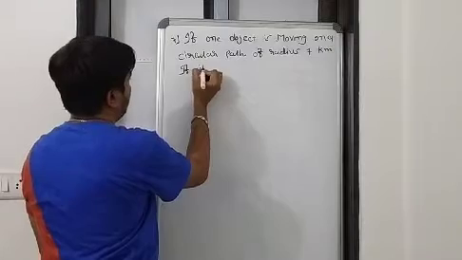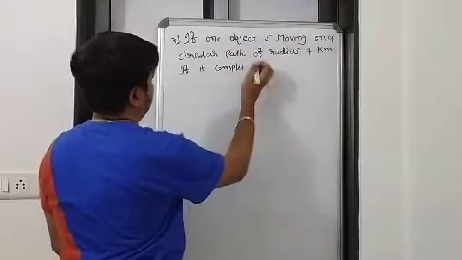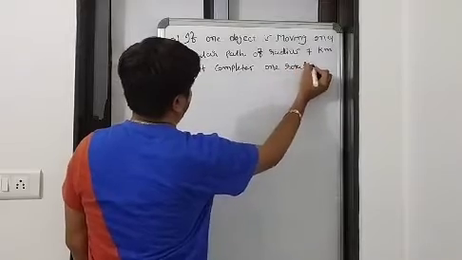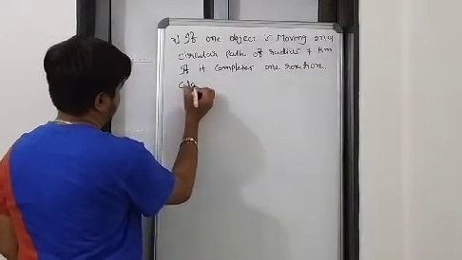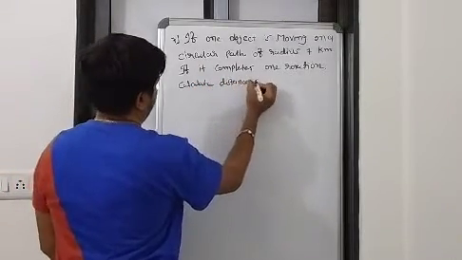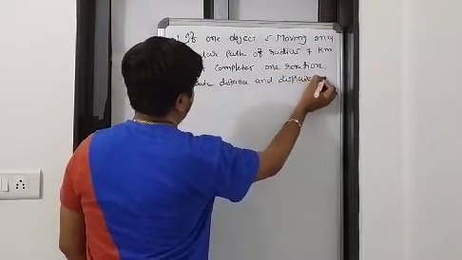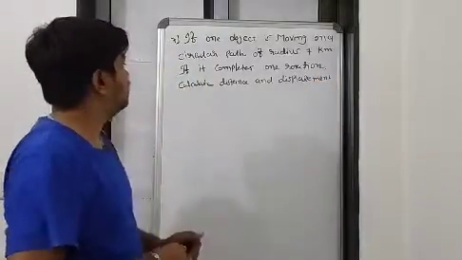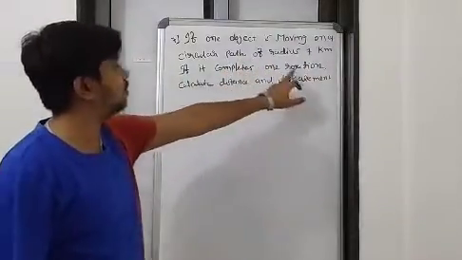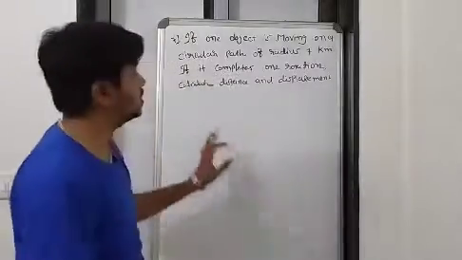if it completes one rotation, calculate distance and displacement. Now, if one object is moving on a circular path of radius 7 km, if it completes one rotation, then calculate the distance and displacement. Now, okay. Now you have to find out the distance and displacement.